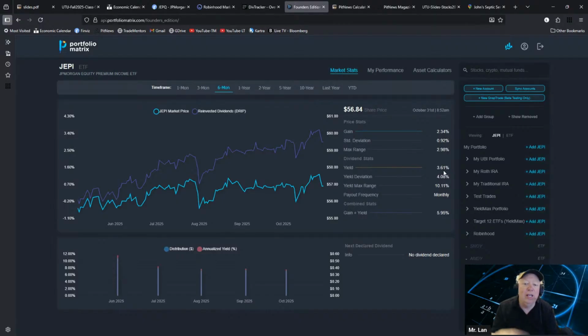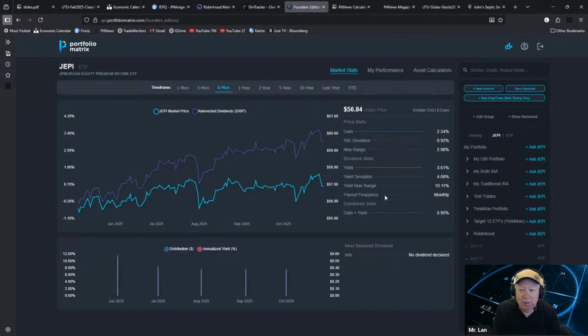So we're getting a yield, which is your interest rate on the money, 3.61, plus you're getting a little bit of growth, 2.31. So gain plus yield is 5.95%. That's JEPI, all right? And they're making that money using options trading.